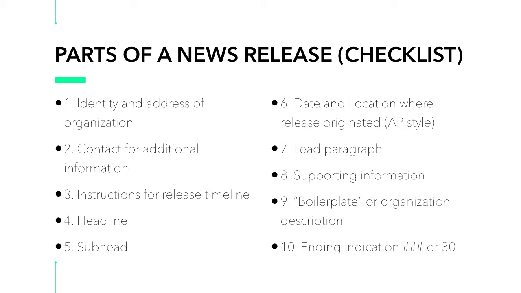A headline and a subheadline that describe the contents of the story. The date and location where the release originated. That's your AP style dateline. A lead paragraph that gives an overview of the story. We'll talk more about that in a minute. All the supporting information that's needed. A boilerplate, which is a term we'll talk about, but basically it's a description of the organization. And then an end signal or an ending indication, which there's 2 options. So this is an overview. Don't need to get too much in depth here, but we will in a minute.